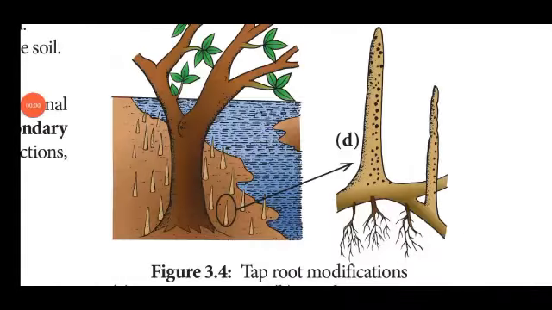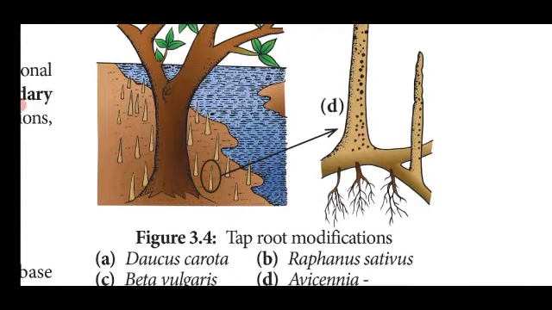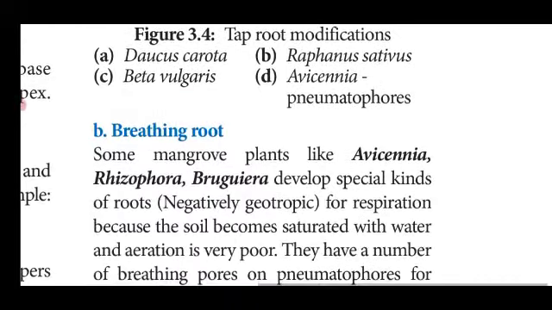The next taproot modification is the breathing root. Some mangrove plants contain breathing roots, which are called pneumatophores. These breathing roots are present in some mangrove plants such as Avicennia and Rhizophora, and they are negatively geotropic. Mostly roots are positively geotropic, but these roots, pneumatophores, are negatively geotropic because they grow away from the earth. They are aerial in nature, above the soil.